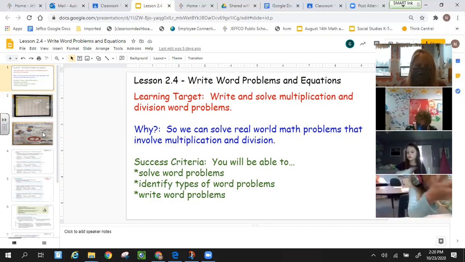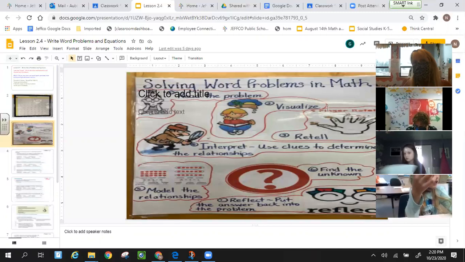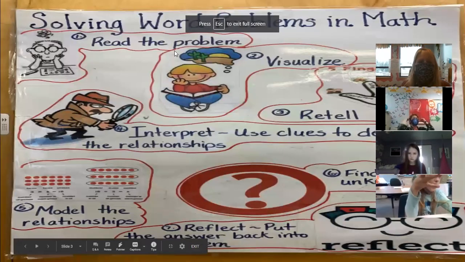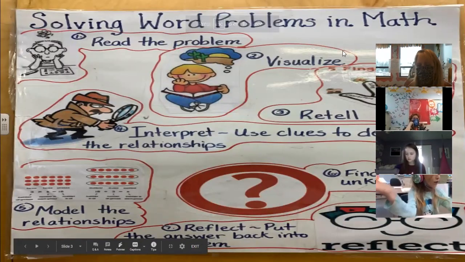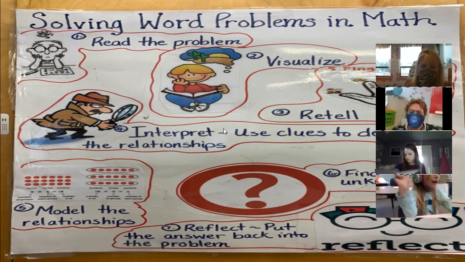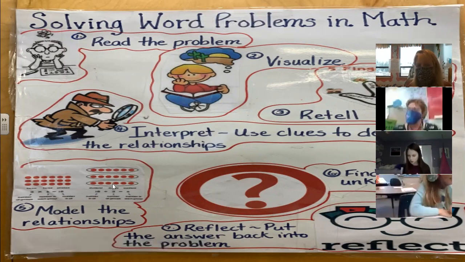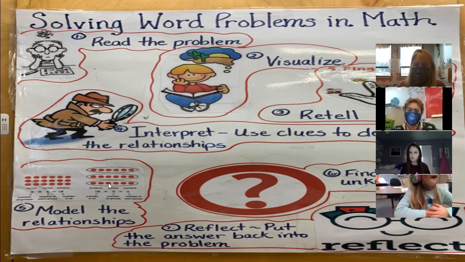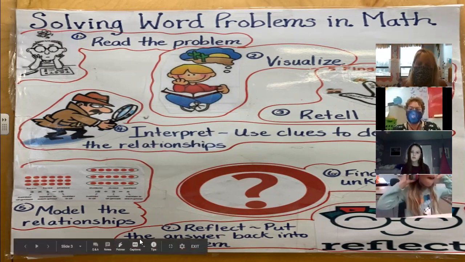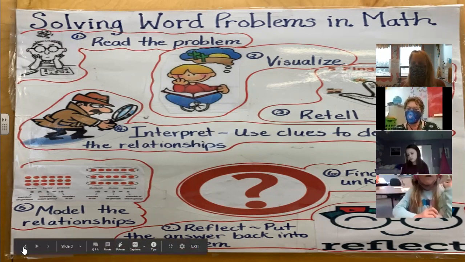Now, I'm going to skip over to this one. This is actually your success criteria when you think about it. We are always wanting you to read the problem carefully, visualize, retell it, use clues to determine the relationship, model it by drawing a picture or using manipulatives, find the answer and reflect and see if it makes sense.